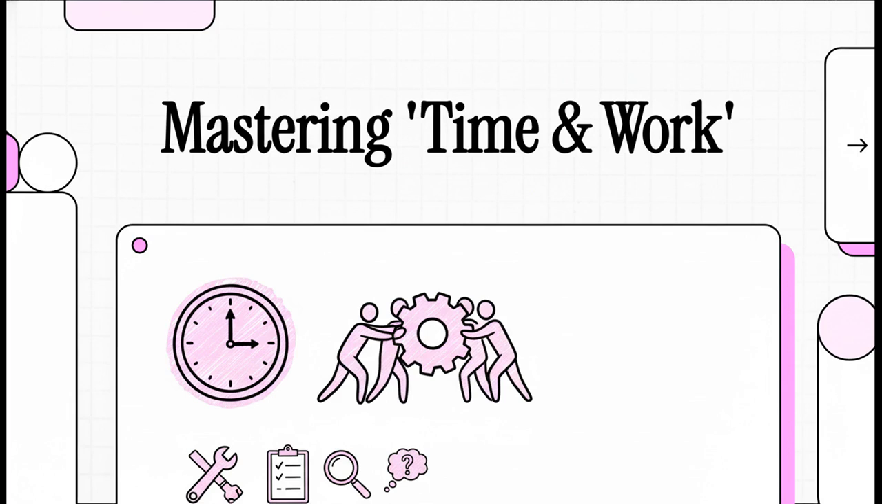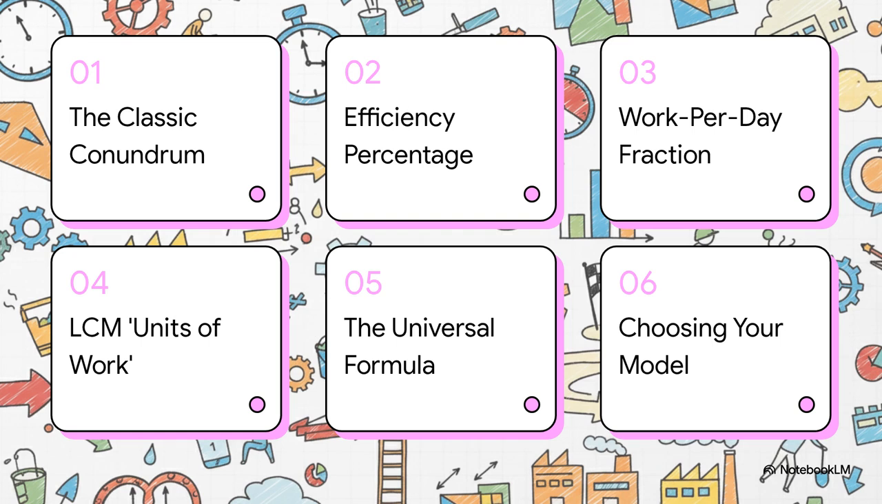By the end of this, you're going to have a whole arsenal of methods to solve any time and work question they throw at you. So here's the game plan. We'll kick things off with a classic problem, one you've probably seen before. Then we'll walk through a few different ways to solve it. We're talking percentages, fractions, and even a really slick shortcut using something called LCM. We'll also cover a universal formula for those extra tough questions. And to wrap it all up, we'll figure out which model is the right one for you.